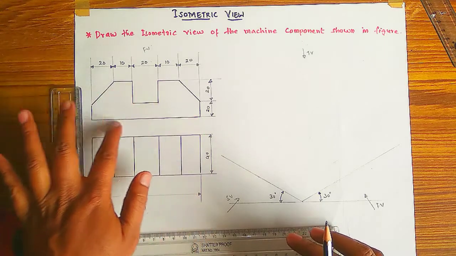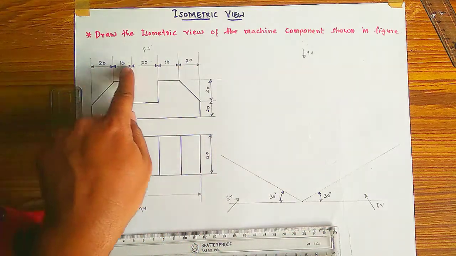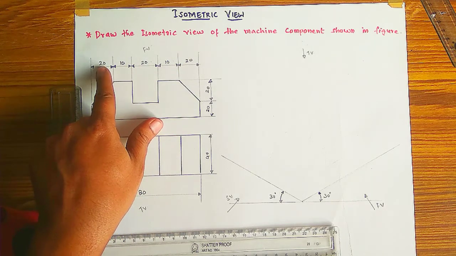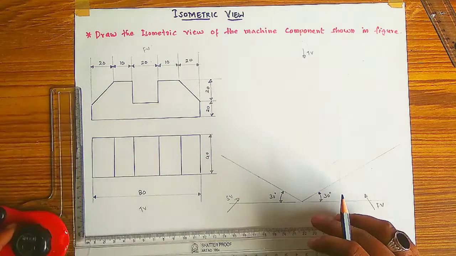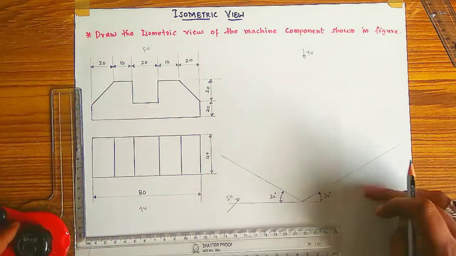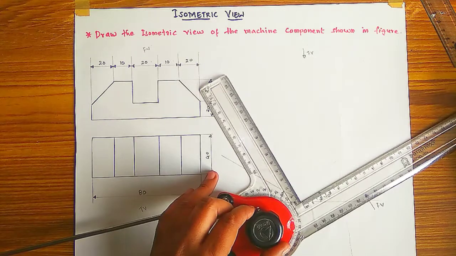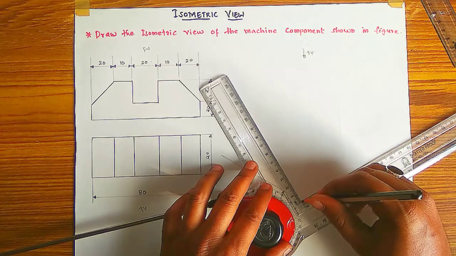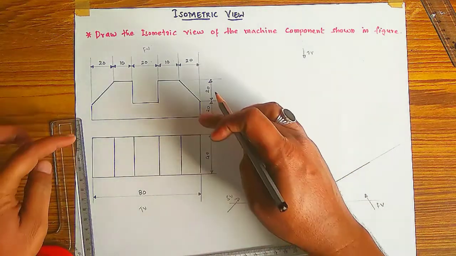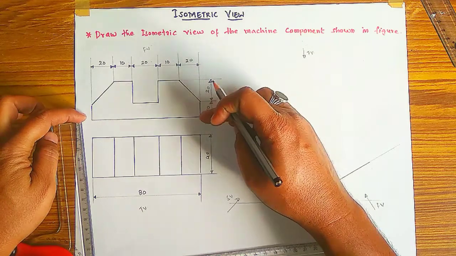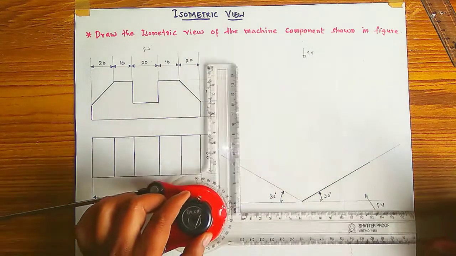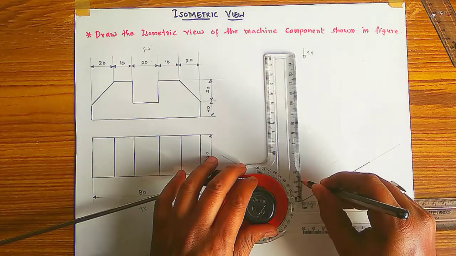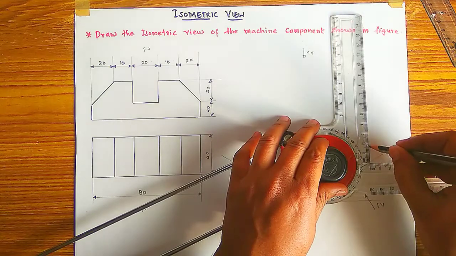What is the length of this front view? Here he has given 20 plus 10 is 30, 30 plus 20 is 50, 50 plus 10 is 60, 60 plus 20 is 80. So in total this line is 80 mm. I am drawing the front view on this 30 degree line, 80 mm. Then the height of this line is 20 mm, this line 20 mm, this line 20 mm. So from this end and this end we have to draw a perpendicular 20 mm line, like this.